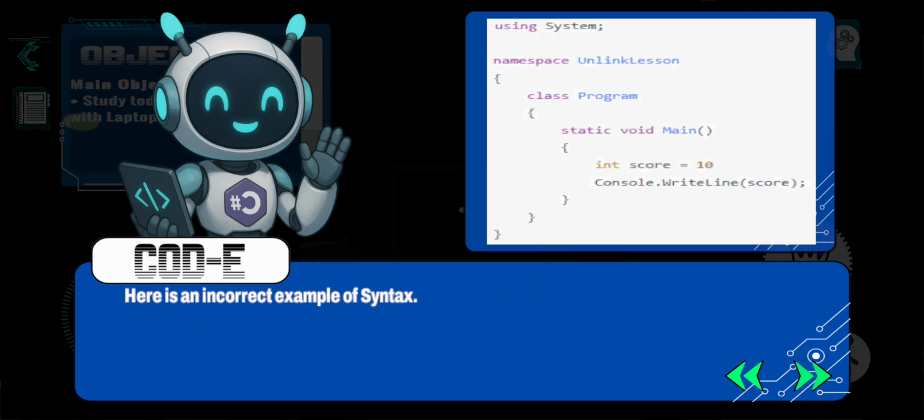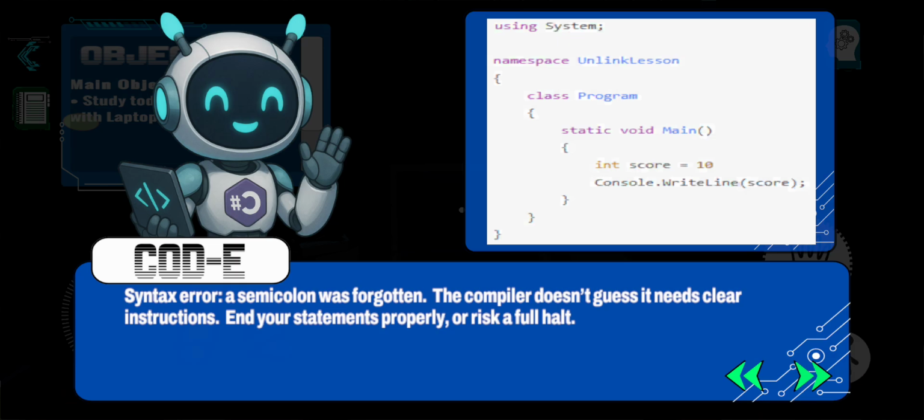Here is an incorrect example of syntax. Syntax error, a semicolon was forgotten. The compiler doesn't guess, it needs clear instructions. End your statements properly, or risk a full halt.